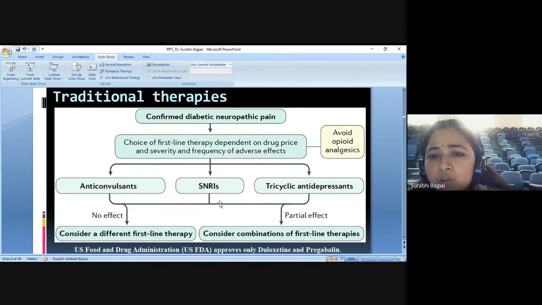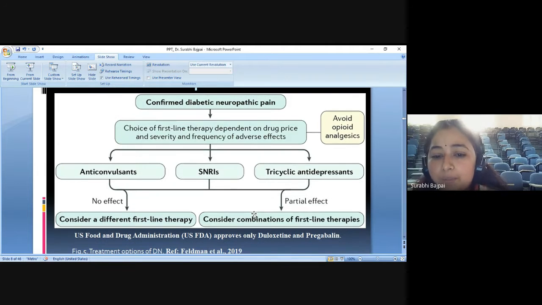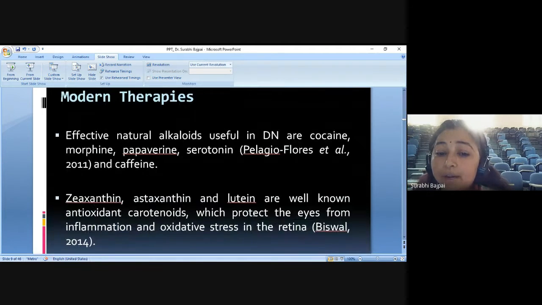So there was a loophole: can we have some natural therapies which do not have any side effects or cannot cause injuries to the other cells nearby? So we come across certain kinds of natural therapies also, which are adopted as the natural alkaloids. They can be used in the therapy, and cocaine, morphine, piperine, serotonin, and caffeine, to some limited extent, can cause a decrease in the pathogenesis of diabetic neuropathy. Then also zeaxanthin, astaxanthin and lutein.